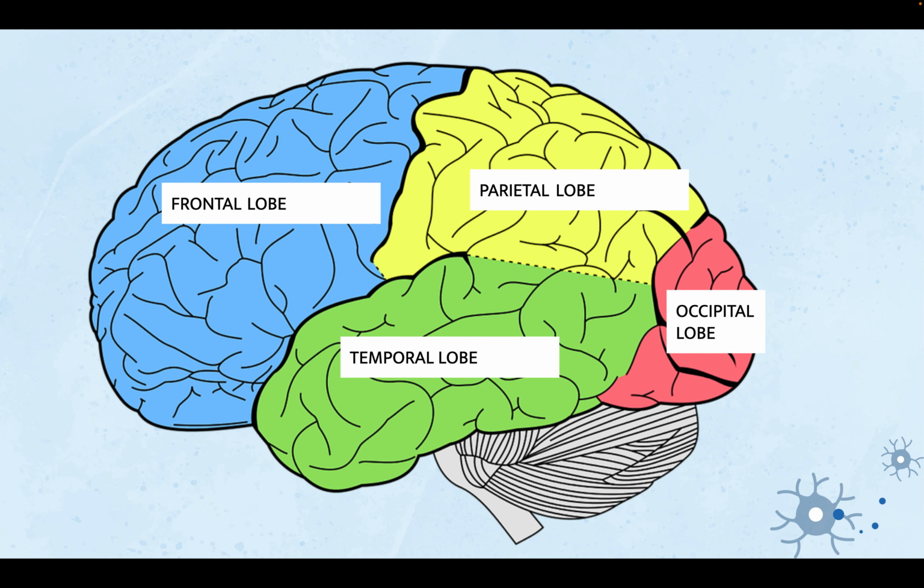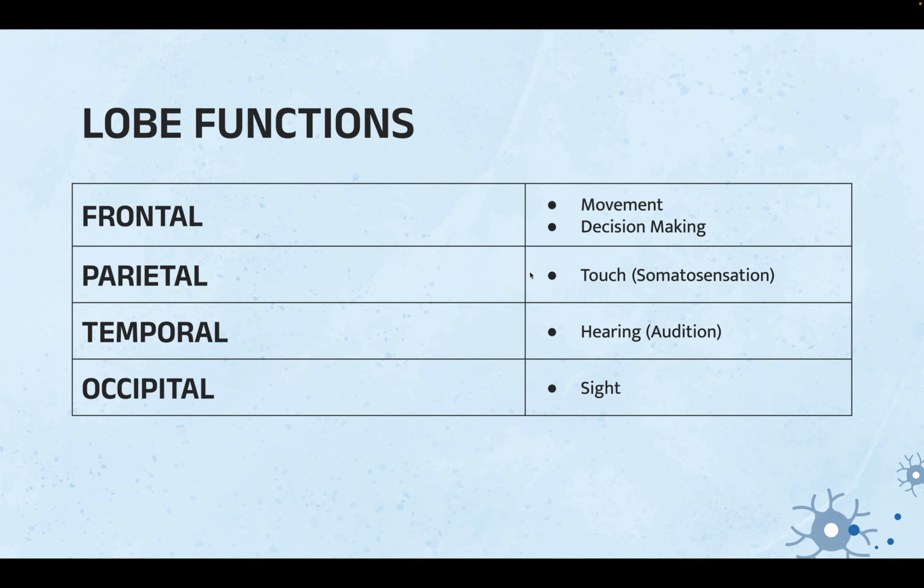There is the frontal lobe, parietal lobe, temporal lobe, and occipital lobe. In this case, the frontal lobe is involved with movement and decision making. The parietal lobe is involved with touch, and the temporal lobe is involved with audition, which is otherwise known as hearing. And the occipital lobe is involved with sight.